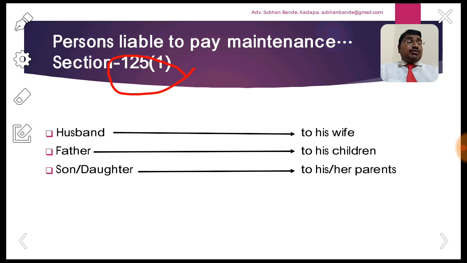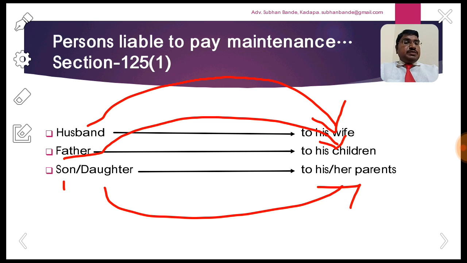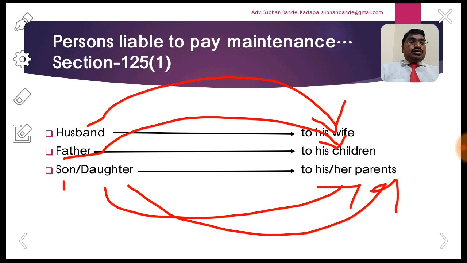According to section 125 subsection 1, husband, father, son or daughter, these three categories of persons are liable to pay the maintenance to wife, children and parents respectively. A husband is liable to pay the maintenance to his wife. A father is liable to pay the maintenance to his children. A son is liable to pay the maintenance to his parents. A daughter is liable to pay the maintenance to her parents. Here, husband, father, son or daughter are the persons liable to pay the maintenance to the wife, children and his or her parents respectively.